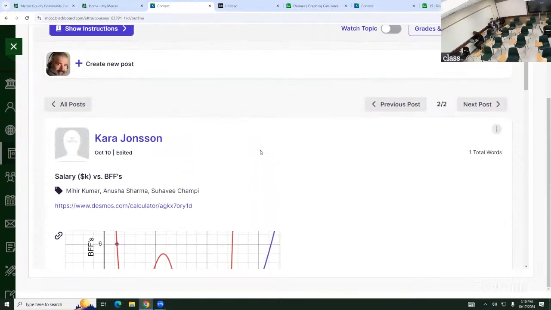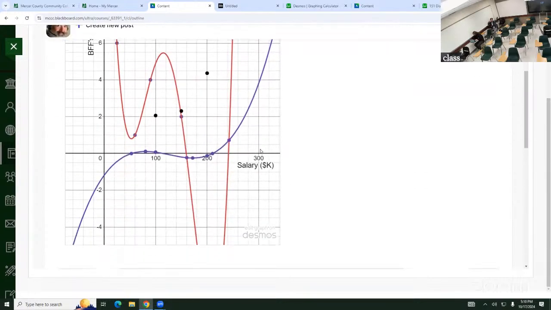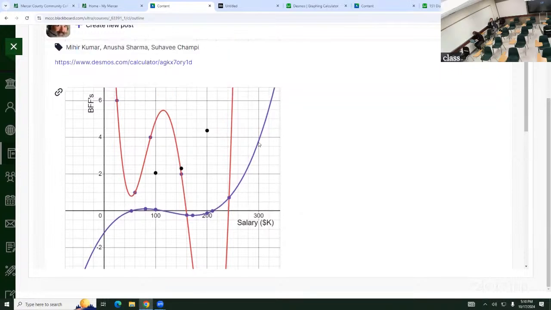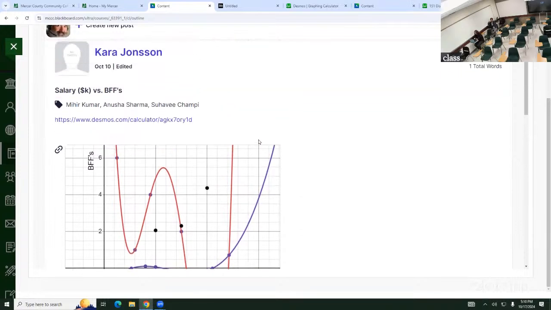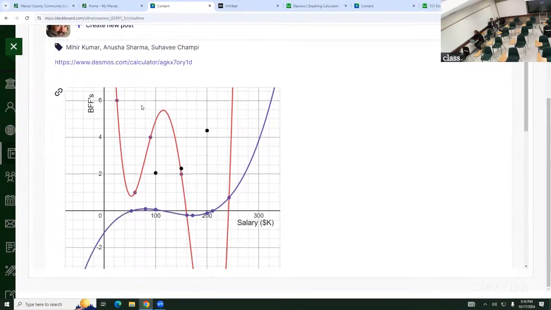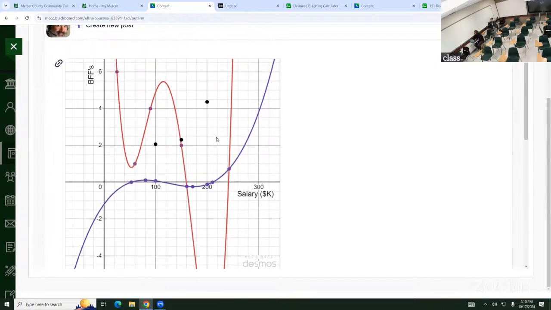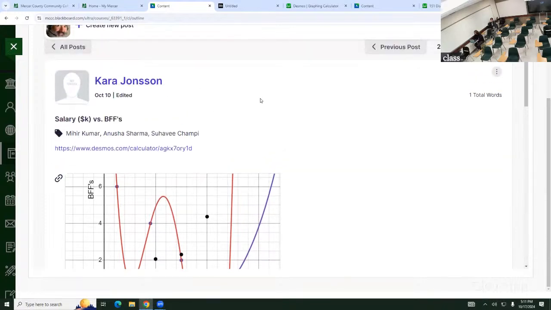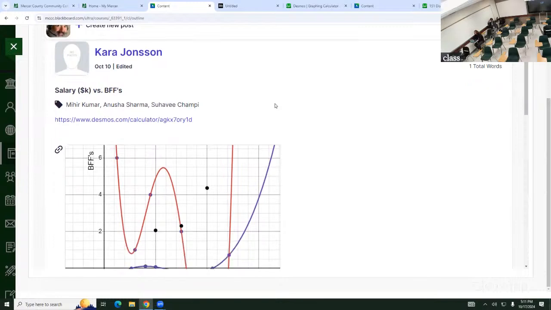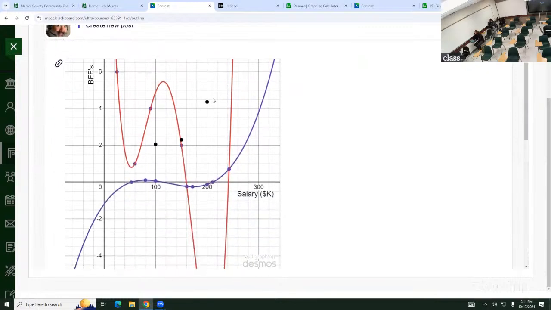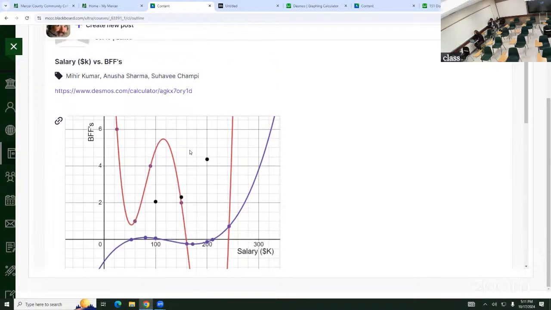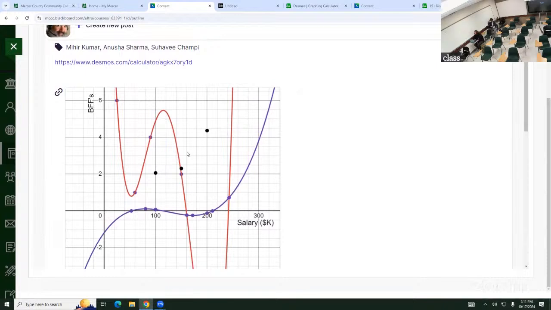So let me ask the rest of the class, not in Kara's group. Do you see any max and mins on the red graph? Who's in this group that could answer this question? Mahir and Suhabi and Anusha, you all didn't do this. So you got to get on the ball, but are there max and mins in this? So we'll start with Mahir. Mahir, do you see max and mins?